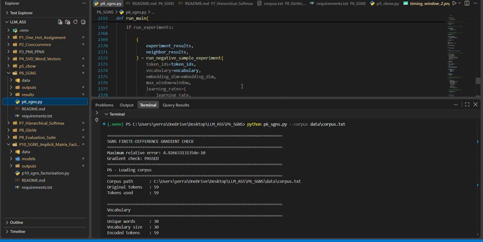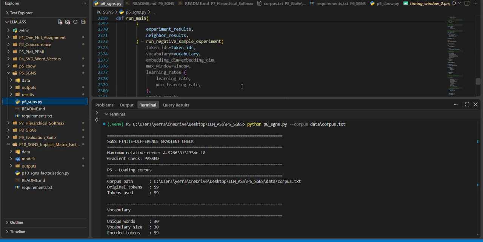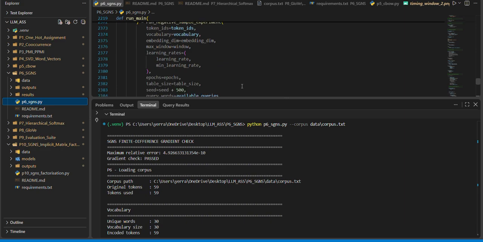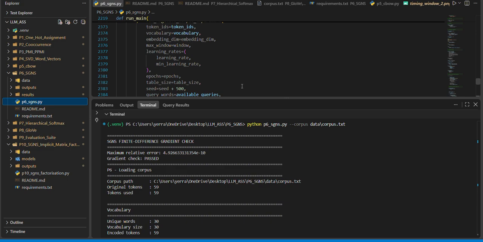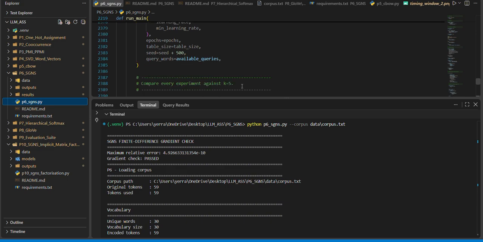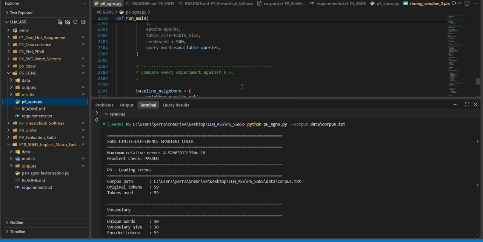Negative sampling. Negative words are selected using the 3/4 power unigram distribution. This prevents extremely frequent words from dominating the negative sampling process while still giving common words a higher probability of being sampled. A sampling table is used to make negative word selection efficient during training.